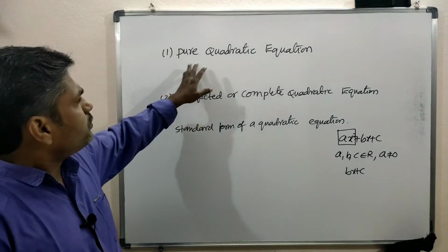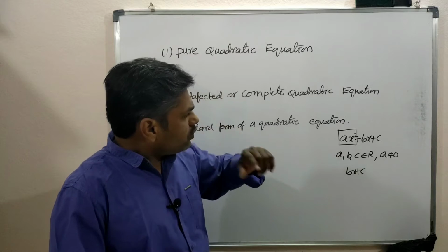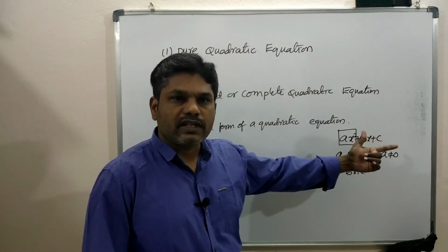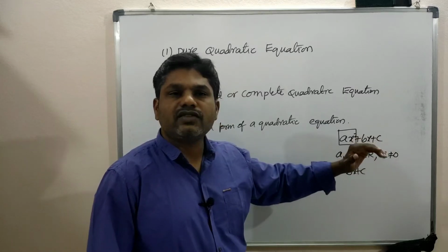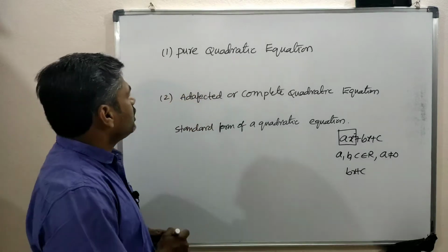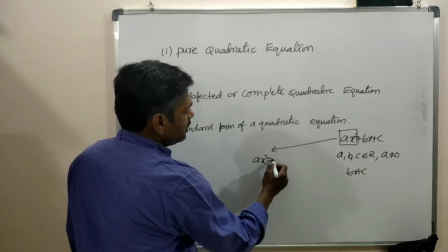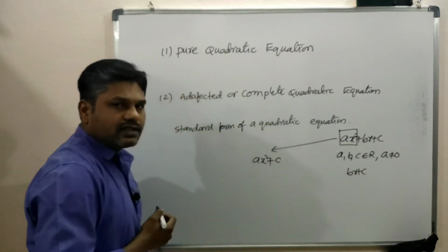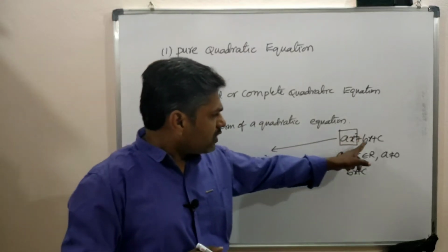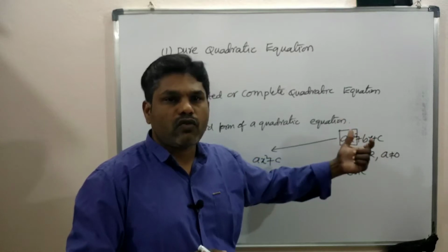So what is a purely quadratic equation? It's very simple. If you miss the term containing the first degree, that means if bx is not present in this quadratic polynomial, that is said to be a purely quadratic equation. So you may write ax square plus c. This is a purely quadratic equation. Why? Because you are missing the term containing the first degree of the unknown quantity.